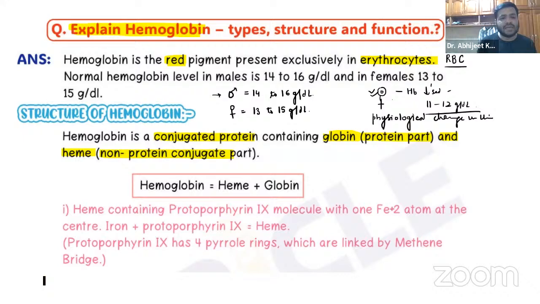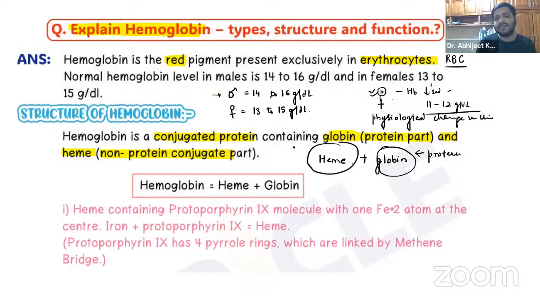So we have the heme plus globin. Now, globin actually is a protein, right? Apart from protein, we have a non-protein part that is called the heme.